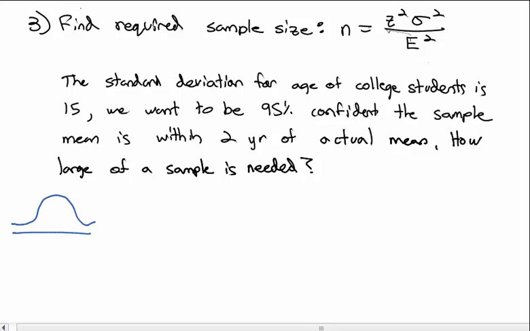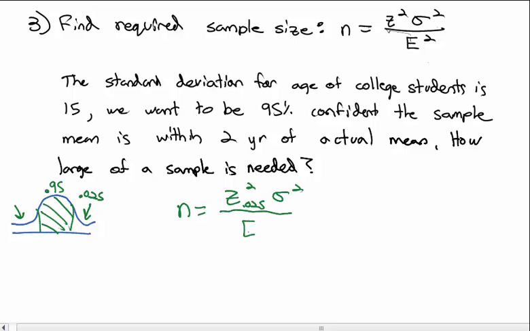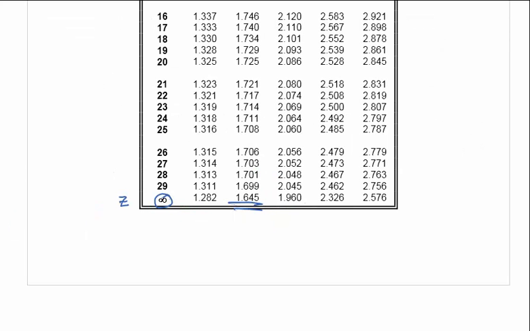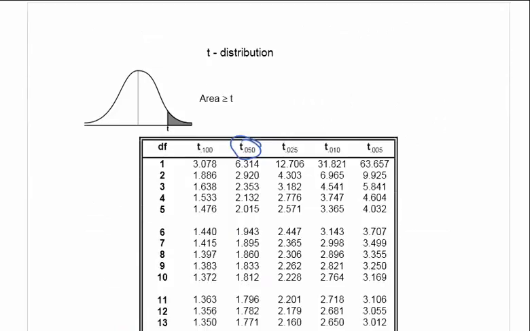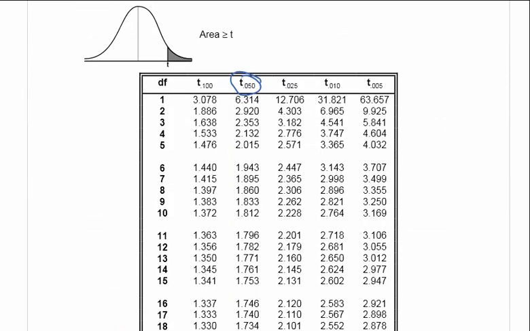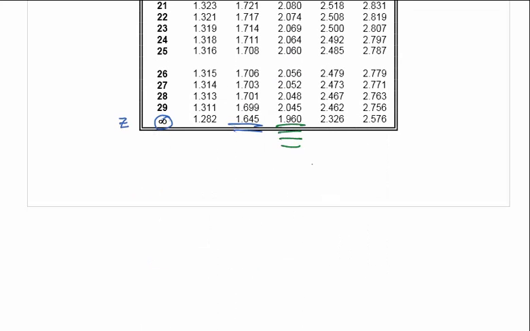Well, again, we want to be 95%, 0.95 on the inside, which means we have 0.05 for each tail. Divide by 2 is 0.025. So n is z sub 0.025 squared sigma squared divided by the error squared. Going back to our table, we want z of 0.025. Let's see, 0.025 in the tail, that's the middle column, 1.96.